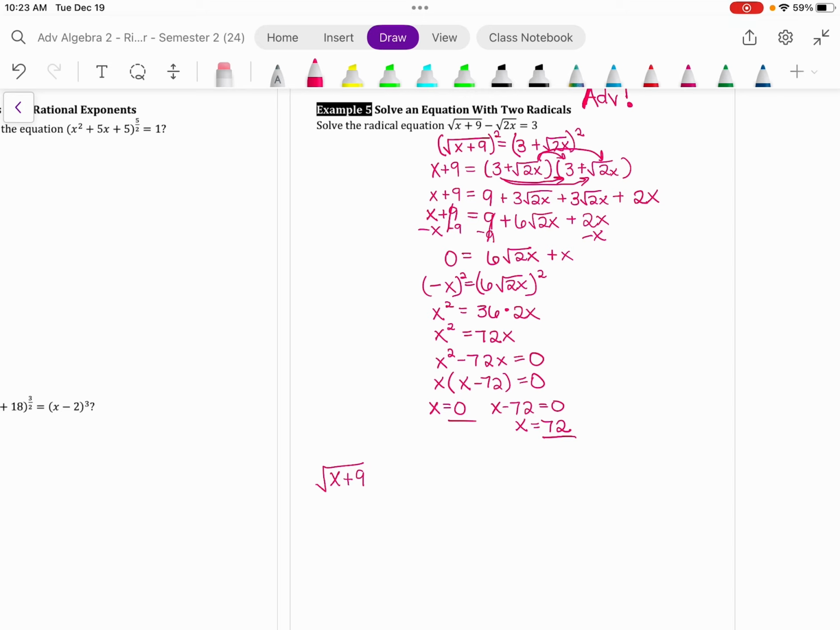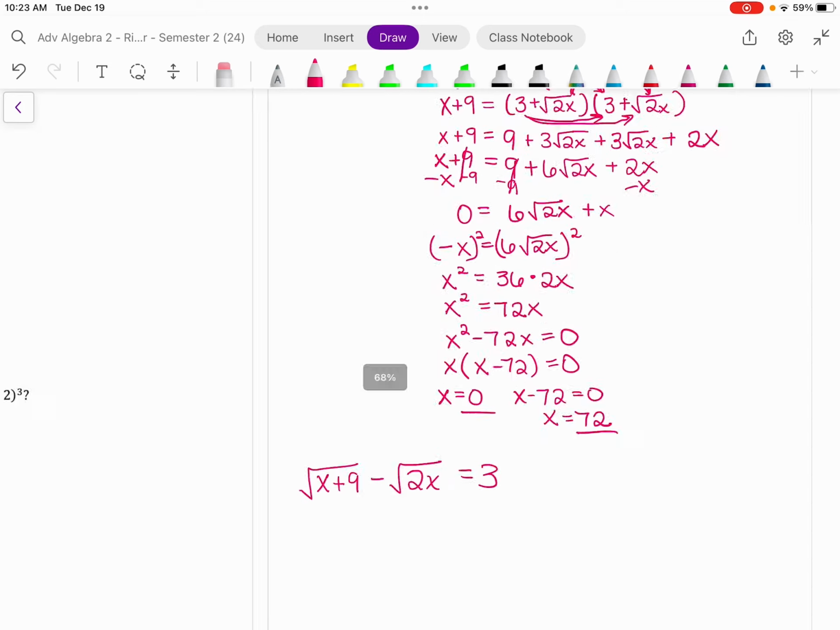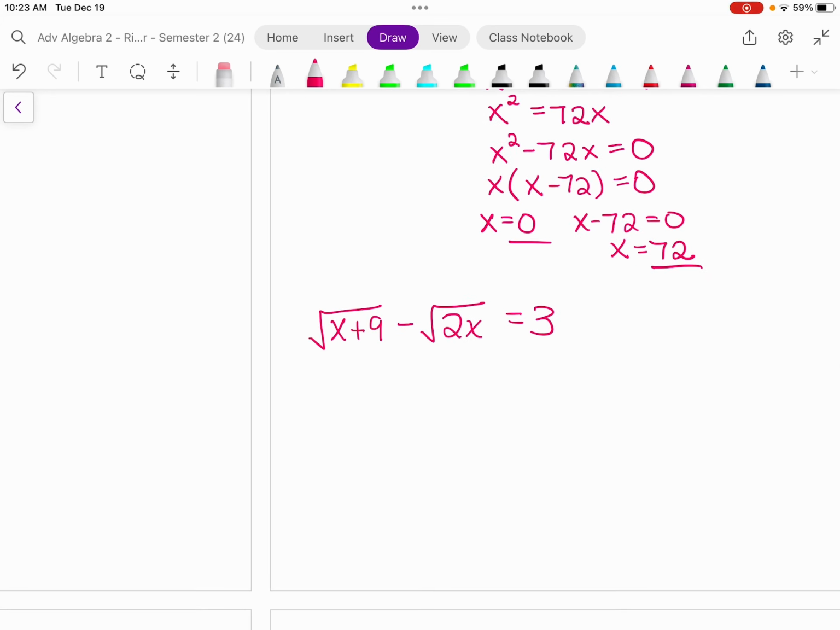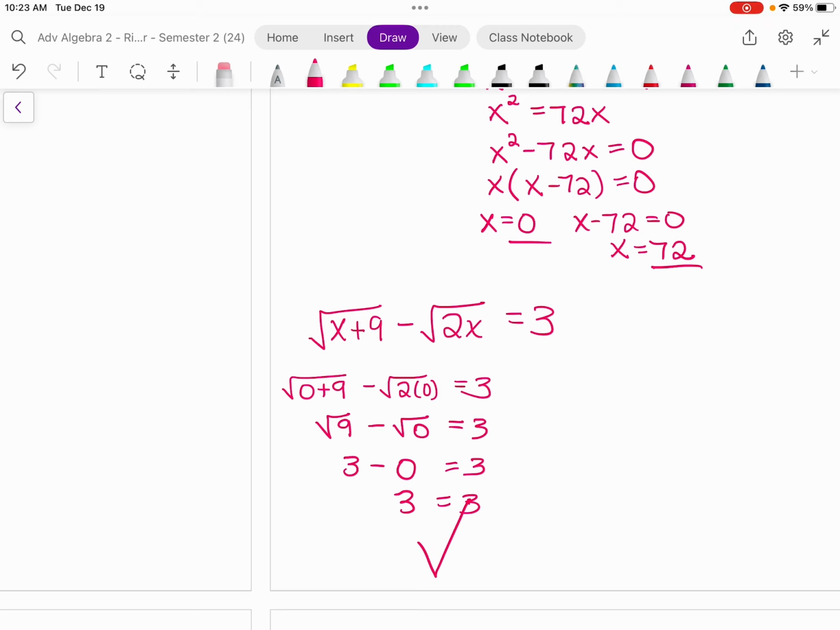I'm going to rewrite it down here and then I'll zoom back in for those of you that are like, it's too small, I can't see. All right, so that was the problem that was typed at the top. First thing I'm going to do is plug in 0. Okay, so I get square root of 9 minus square root of 0, which is 3 minus 0, which is 3. So yes, 0 works. Okay, so check mark.